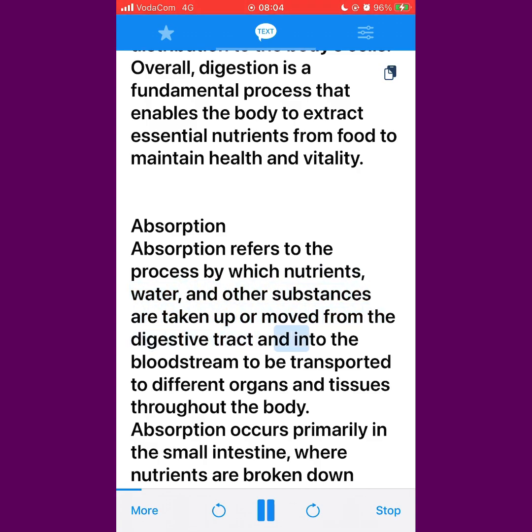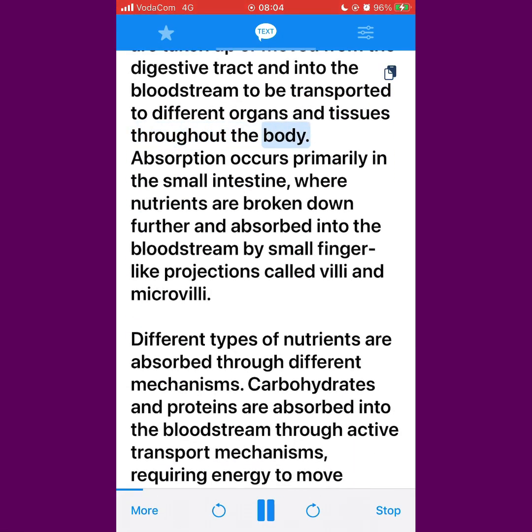Absorption refers to the process by which nutrients, water, and other substances are taken up or moved from the digestive tract and into the bloodstream to be transported to different organs and tissues throughout the body. Absorption occurs primarily in the small intestine, where nutrients are broken down further and absorbed into the bloodstream by small finger-like projections called villi and microvilli.